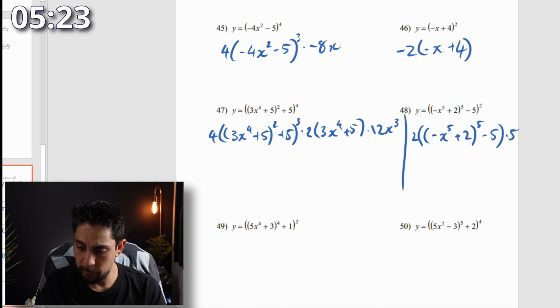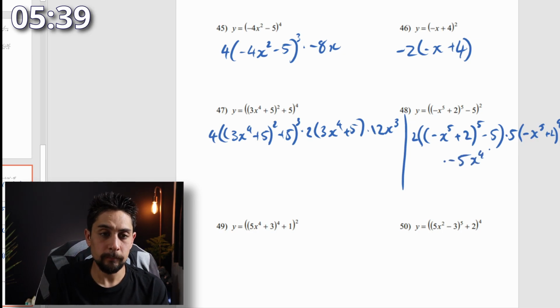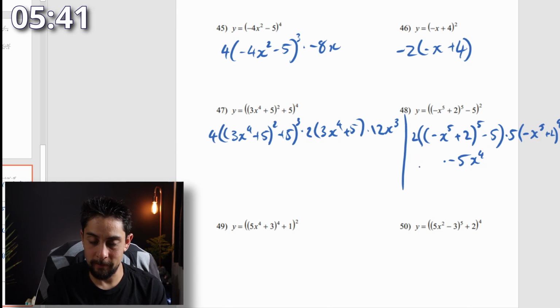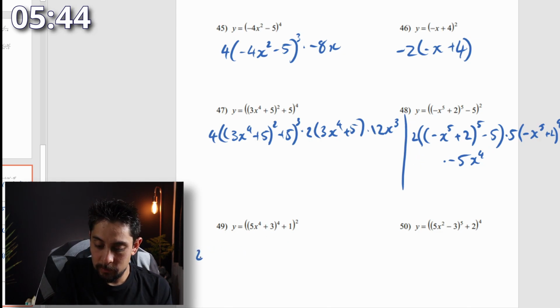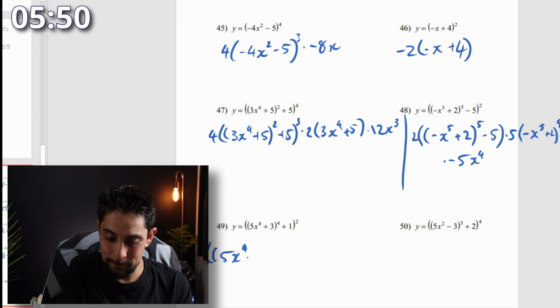This one becomes 5. I think I'm going to run out of room on this one. Negative x^5 plus 2 to the 4 down to the next line. Multiply all of that by negative 5x^4. So those two are multiplied together. Double bracket. That took me a long time to think about for some reason.